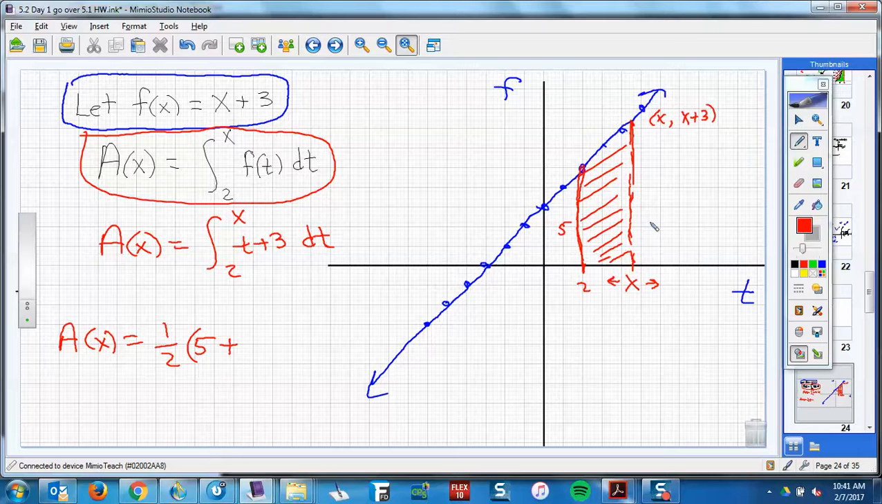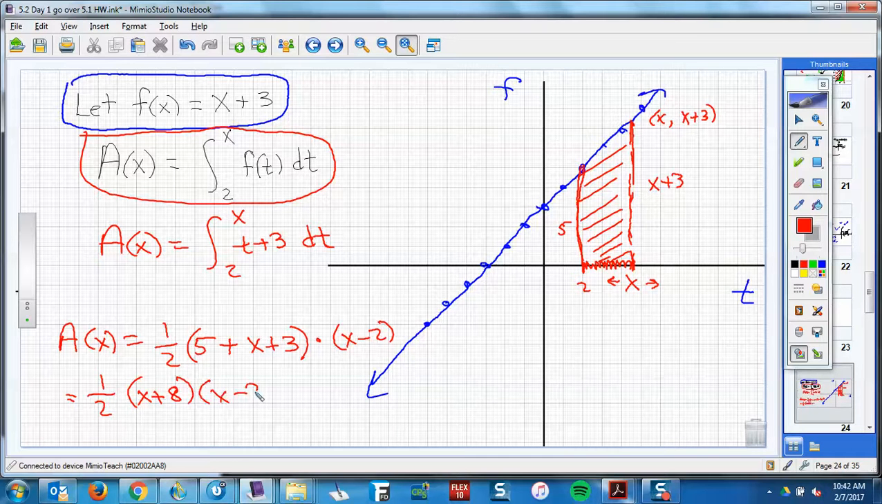Very good. This y value right here is not t plus 3, right? It's an x plugged into the function. So you plug an x into little f, it's x plus 3. Okay? So that's very good. And then times my height of my trapezoid, which is this down here. That's x minus 2. So let's go ahead and work out the algebra of that. This would be x plus 8.